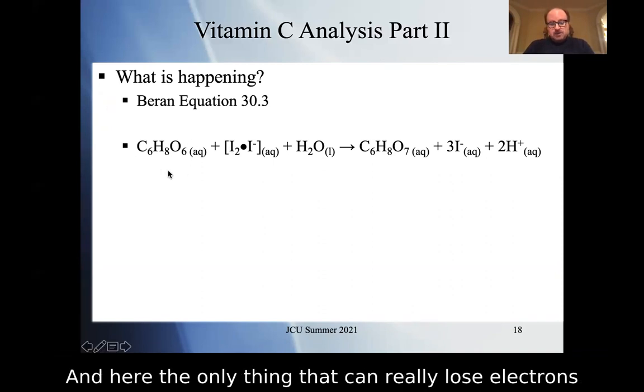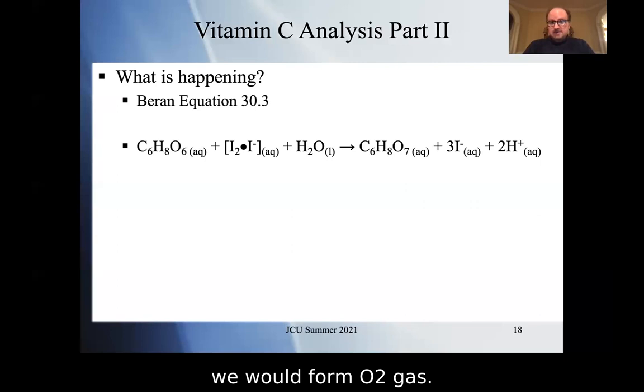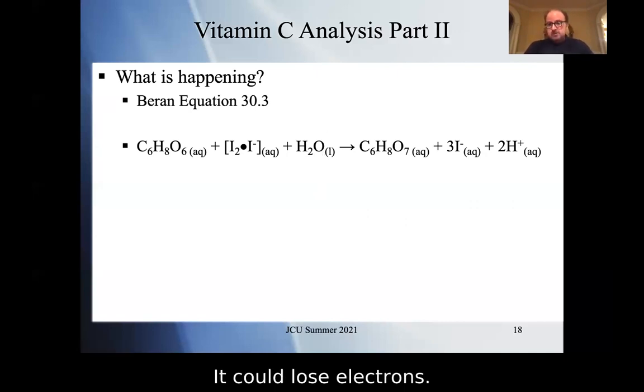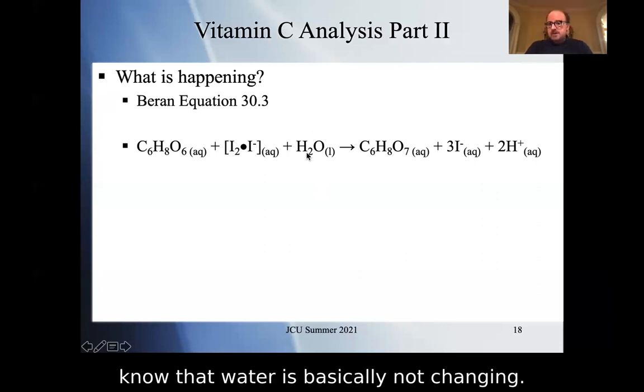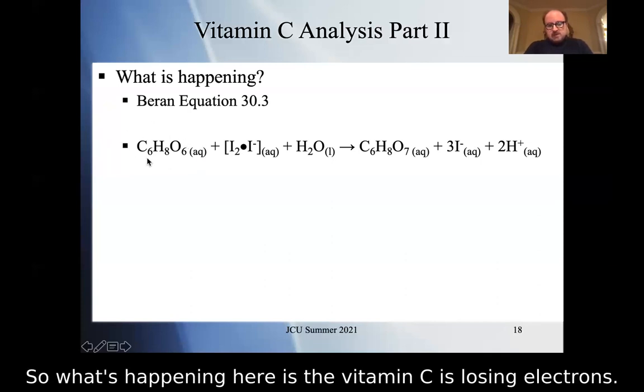Now, if something's gaining electrons, that means something is losing electrons. And here, the only thing that can really lose electrons is vitamin C. If water lost electrons, we would form O2 gas because hydrogen is already +1. It has no more electrons to lose. Oxygen is -2. It could lose electrons, but we'd have to form O2 gas. And since O2 gas is not formed, we know that water is basically not changing. So what's happening here is the vitamin C is losing electrons.